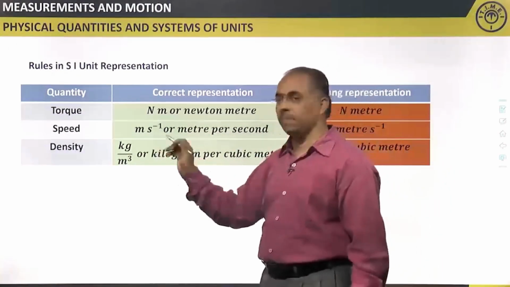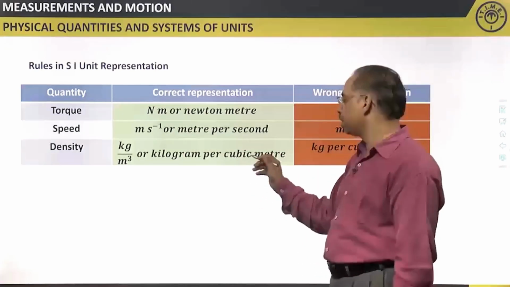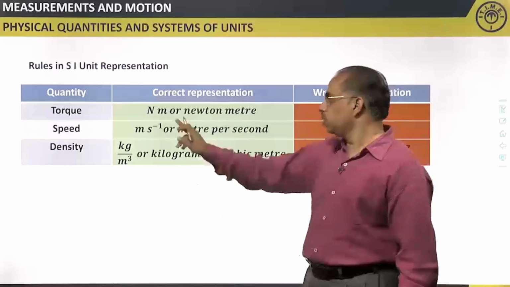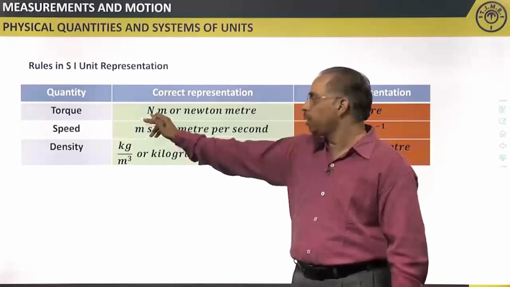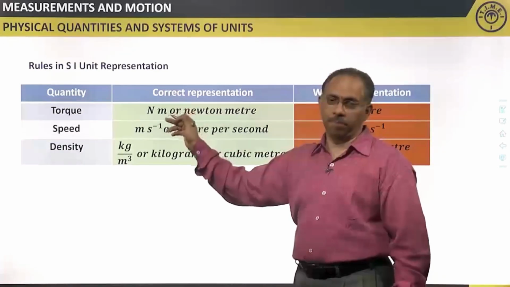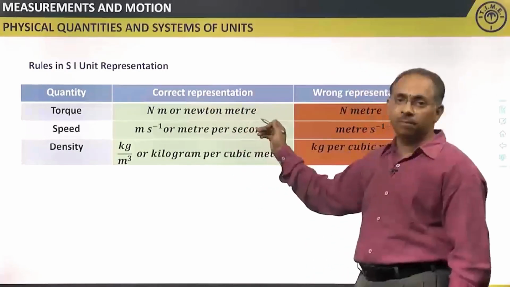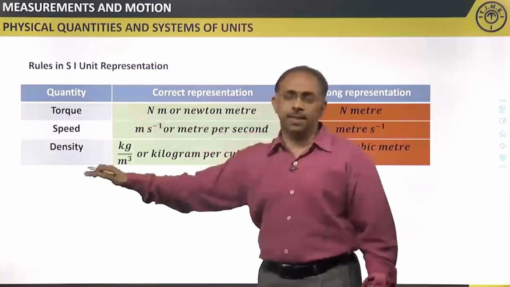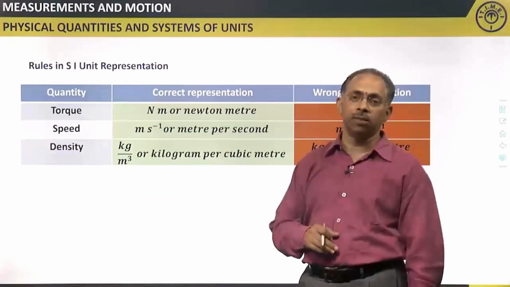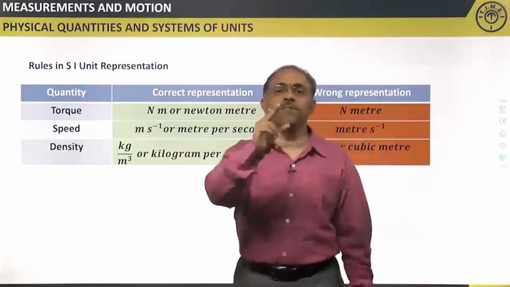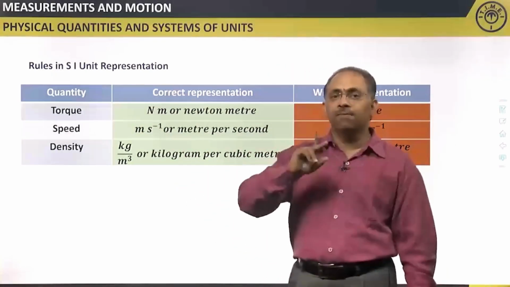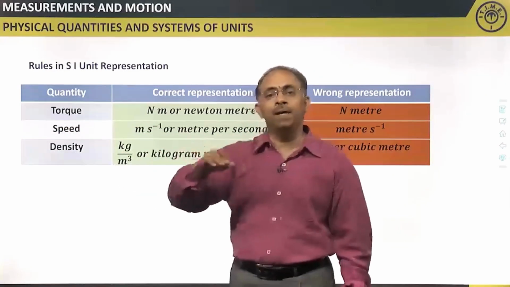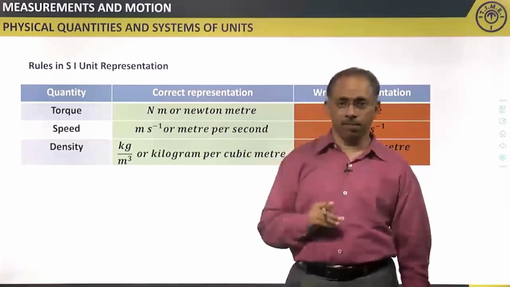Density, kilogram per meter cube or kilogram per cubic meter. This is how I am writing. One way I am representing only the notation symbol, or I am writing the full name of the unit. Now all these three are derived physical quantities, which involve more than one physical quantity. The physical quantities involved in a particular physical quantity may again be fundamental or derived.